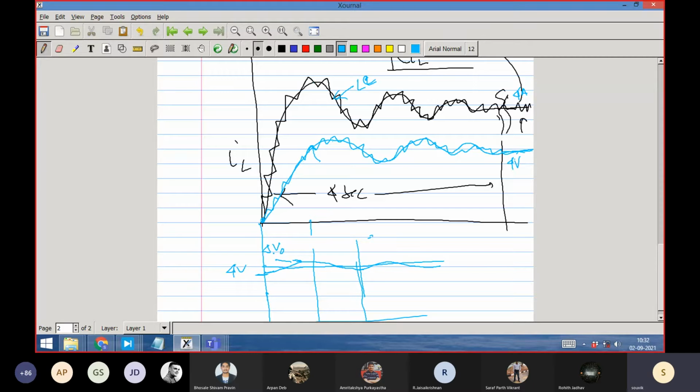This is what is V naught. So it will take 4 seconds, depending upon whatever LC is chosen here. It will take a substantial amount of time to reach its steady state. Because initially, if you start anything, the initial condition is IL0 equal to 0, and VC0 is also equal to 0.